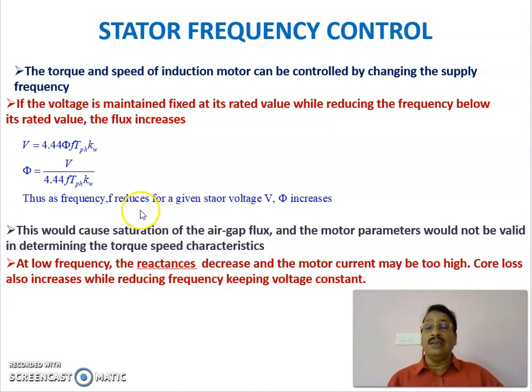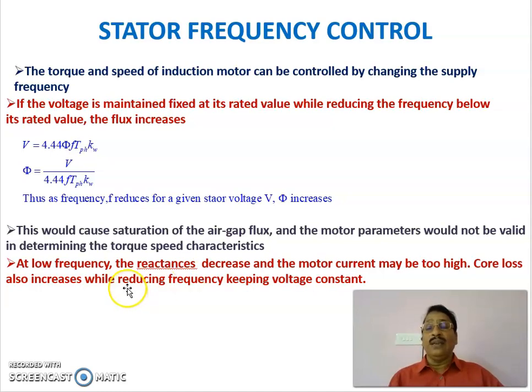Thus, as the frequency f reduces, then for a given stator voltage, flux increases. This will cause saturation of the air gap flux. Now, if you are keeping the voltage constant and reducing the frequency, then flux will be increasing. That goes into saturation, and the motor parameters would not be valid in determining the torque and speed characteristics. The motor parameter values will be changing from the rated values.